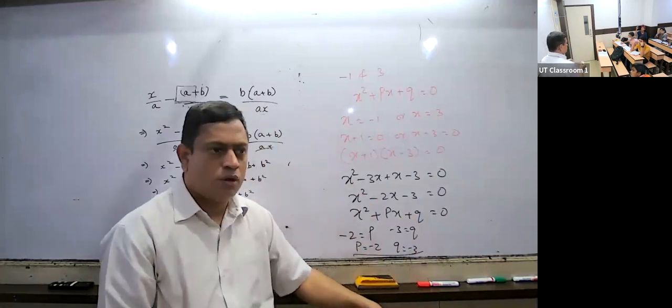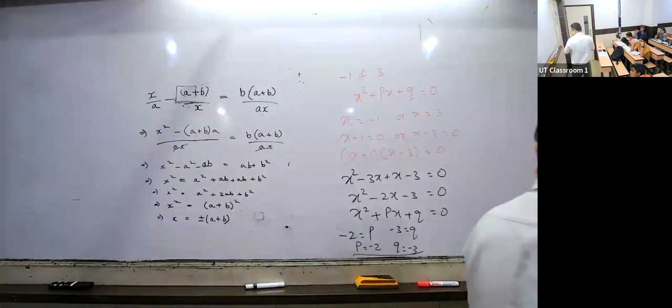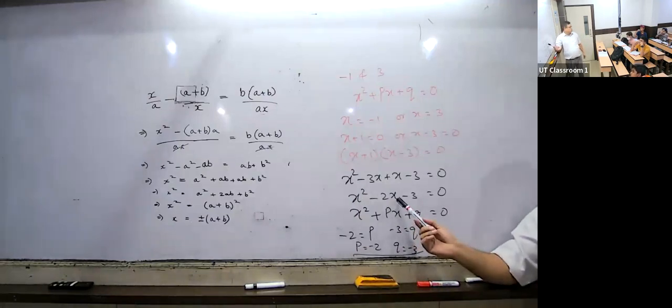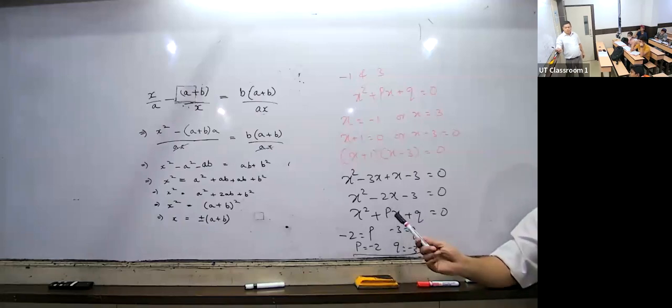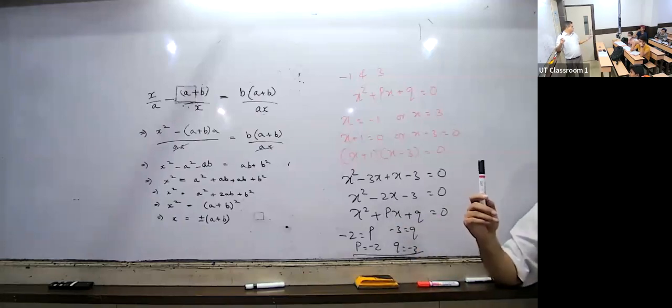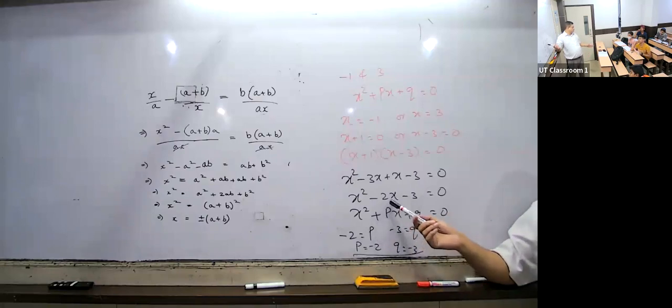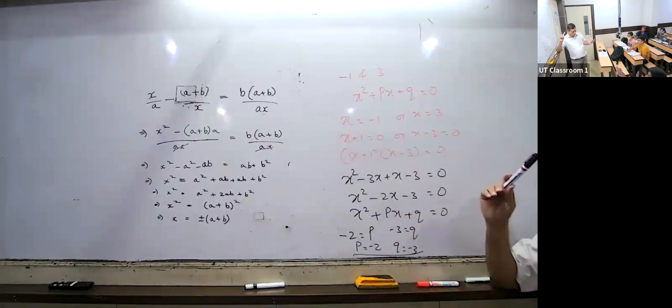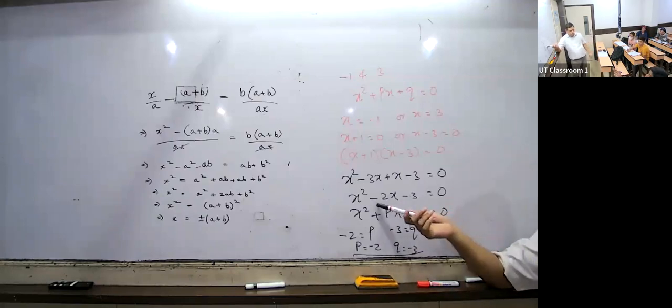What will be the signs of x square minus 2x? Negative. Now, p value: the coefficient of x is how much? Minus 2. What is the coefficient of x? p. Therefore, p is equal to minus 2. If you put minus 2, it will come plus minus. And the constant is what? Minus 3. Did you follow the steps? Yes, sir, I have followed.